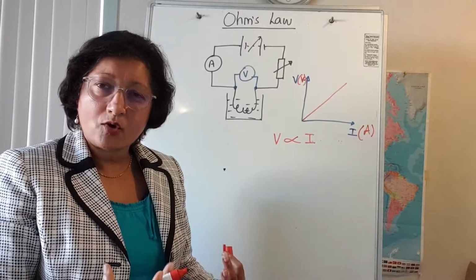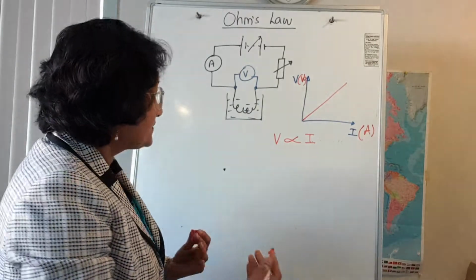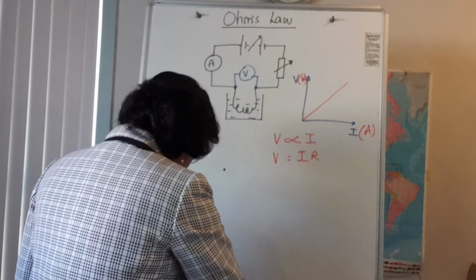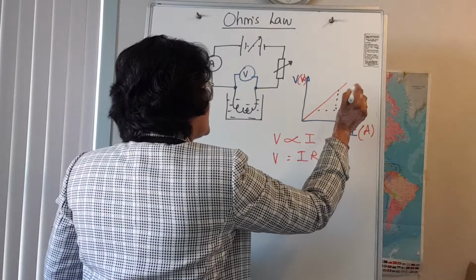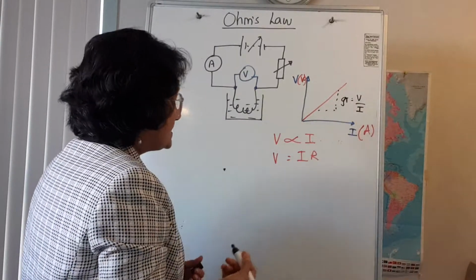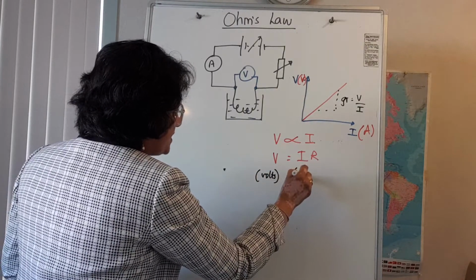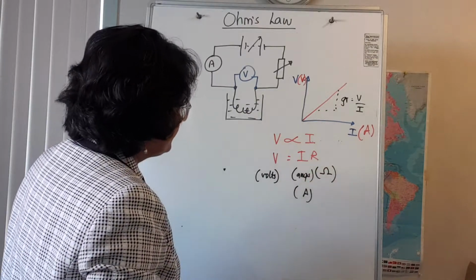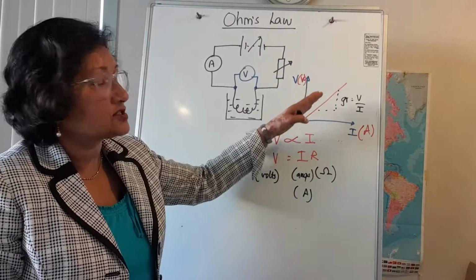Whenever you have a proportional relationship, you can have what's called the constant of proportionality, and this constant of proportionality is resistance. And how do we find the resistance? The resistance is found by the gradient of this graph, and the gradient of this graph is V over I, which gives you resistance. Now, voltage is measured in volts, current is measured in amps or A, and resistance is measured in ohms. Any conductor that obeys Ohm's law, you will end up with a straight line graph.